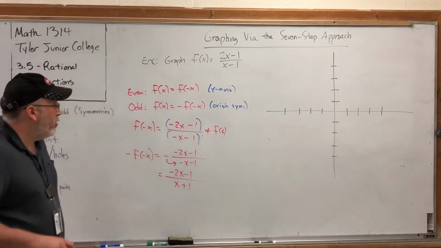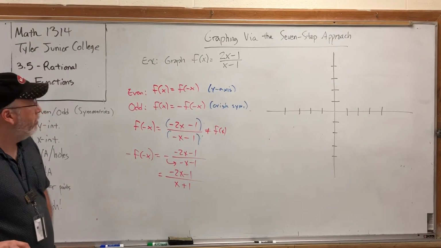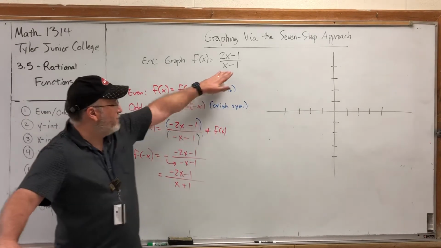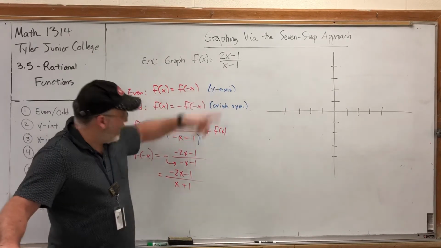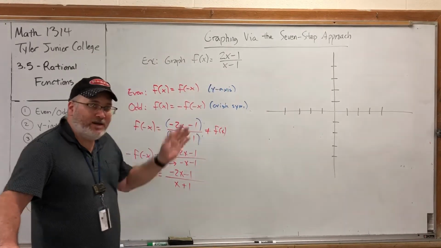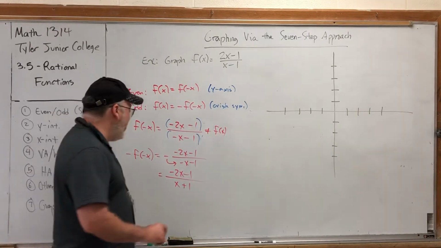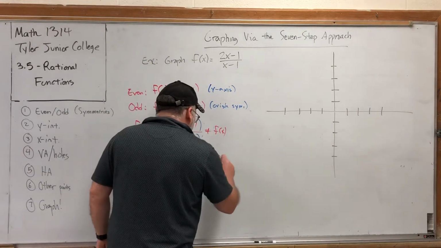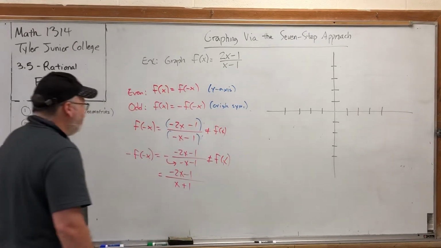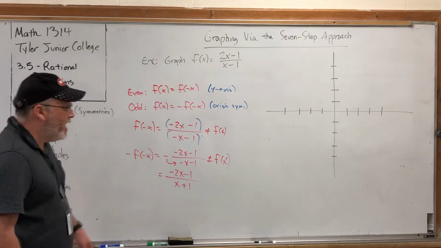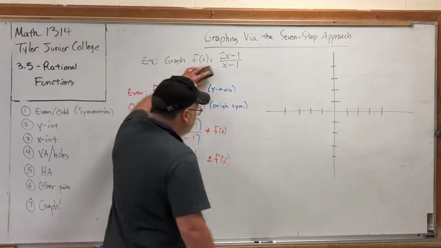And at this point, there's no way I can restore this back to the original. The denominator has x plus 1. This one has x minus 1. The x is correct, but the 1 isn't. So doing any multiplying to fix the 1 will mess up the x. This is not equal to the original function, which means it's not an odd function, which means it does not have origin symmetry either.